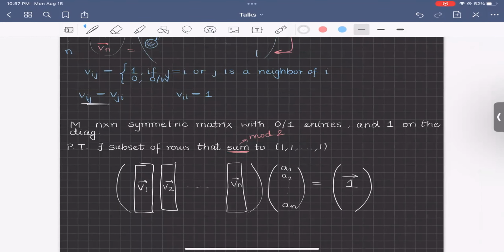Then we can induct down. How? Like, remove those vertices and consider the rest of the graph. Oh, okay, right. It might not be a good idea, since it could affect those vertices again.